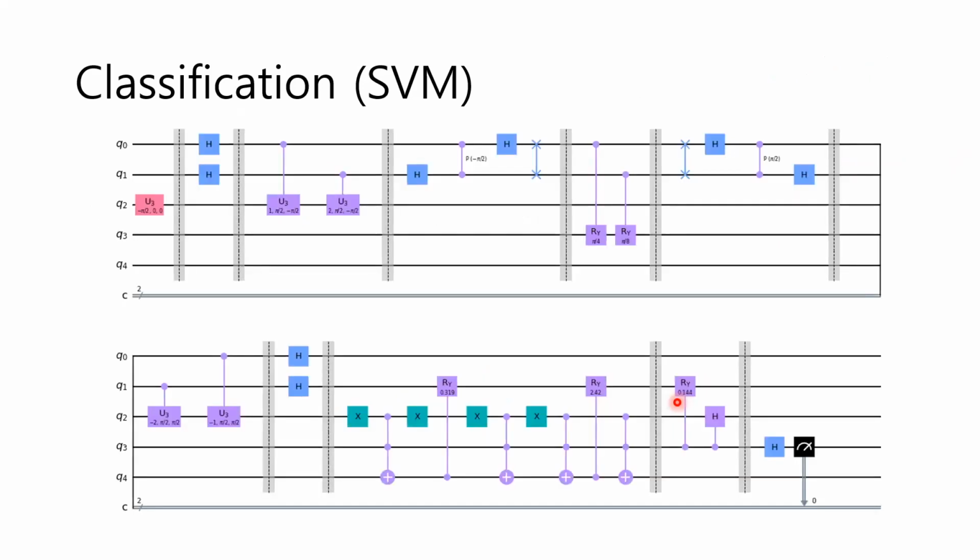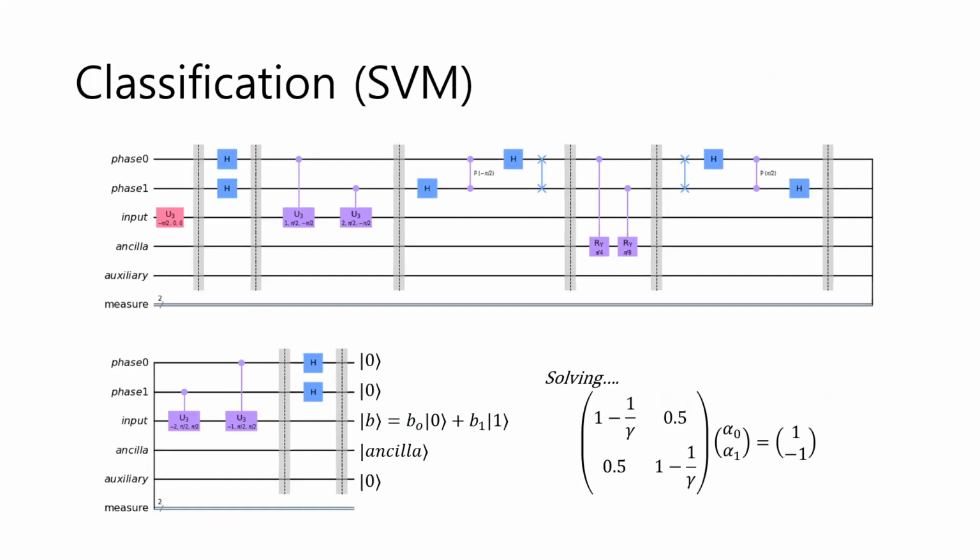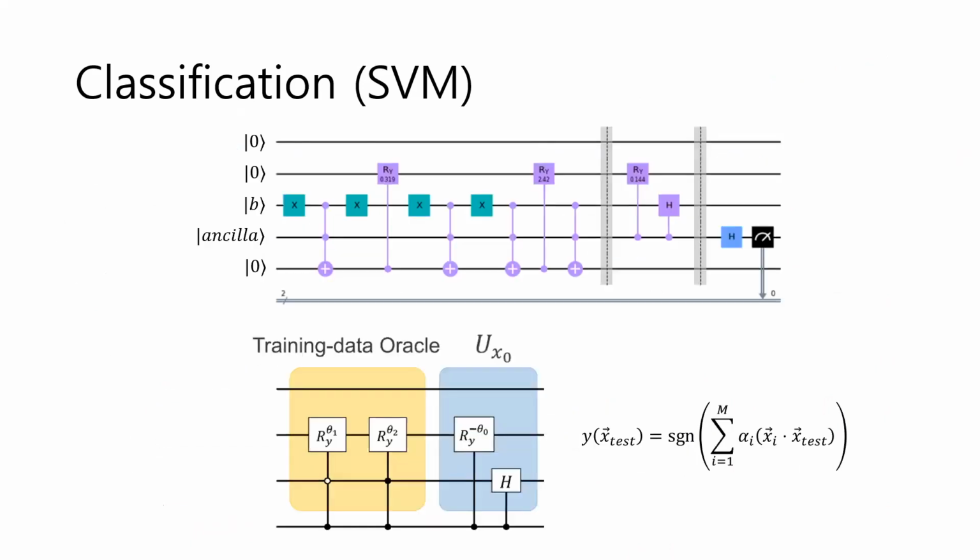So this is the full circuit of the quantum SVM. From here to here is just the HHL algorithm to calculate the alpha value, and from here to here is the classification part. So this is the HHL algorithm. Since I explained this before, we'll skip this.